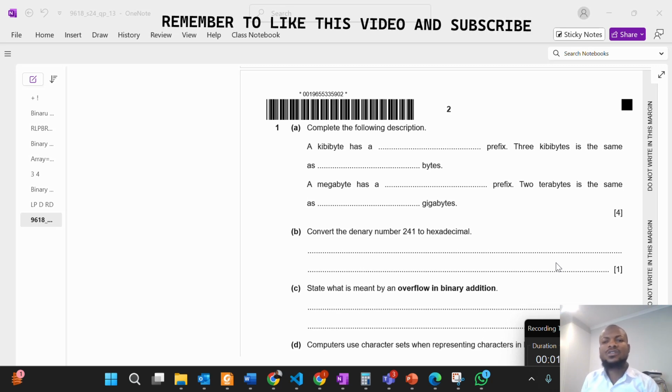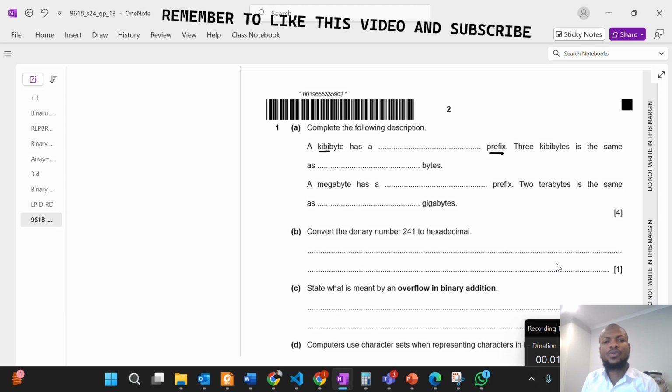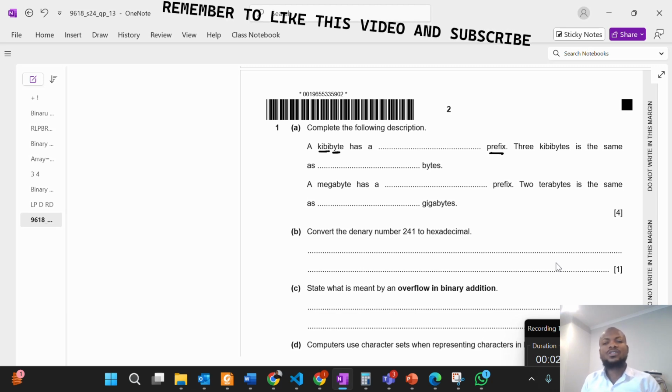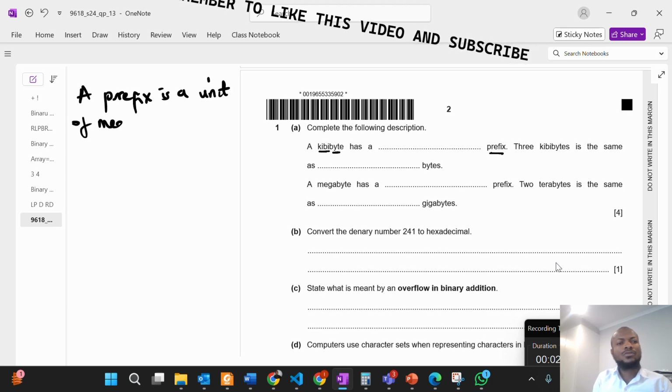When some students see the word prefix, they believe it is the first set of words before byte. So that is what some students always think, which is absolutely wrong. In this context, a prefix is not the leading word, but a prefix is a unit of measure.